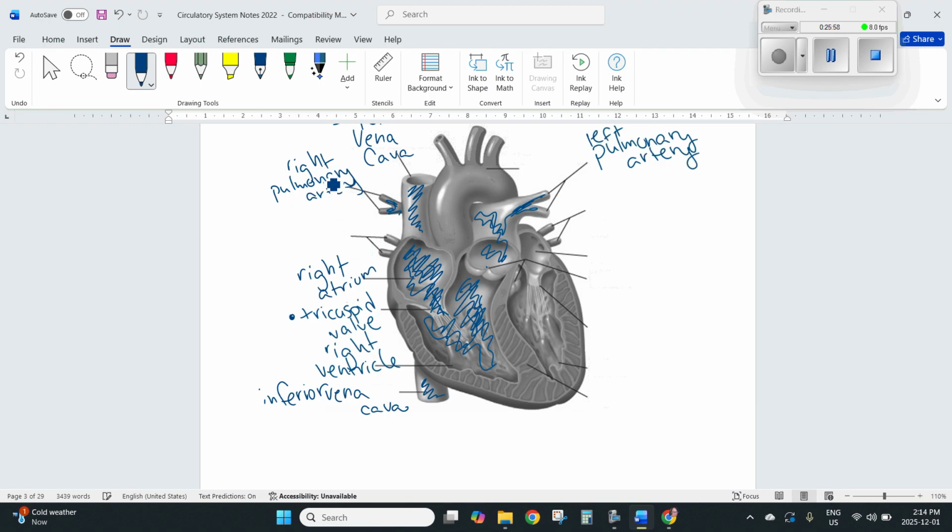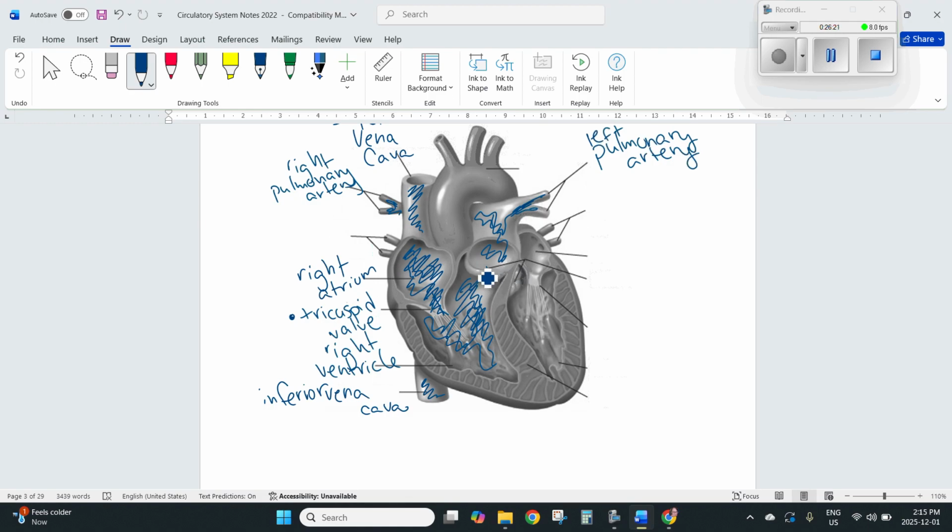Okay, so this one will go to the right lung. This one will go to the left lung. Now, the structure over here in the middle is actually called your pulmonary trunk. You may see it on some diagrams, but as long as you know your pulmonary arteries left and right, that should be okay. But if you noticed, right here is another valve.